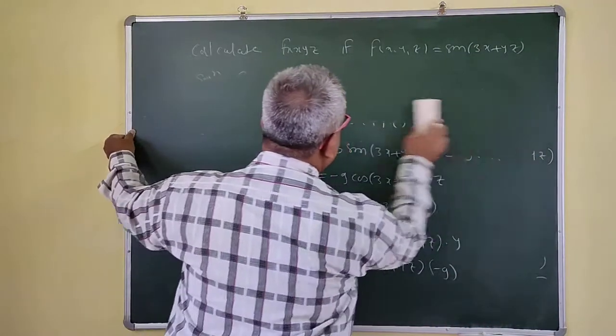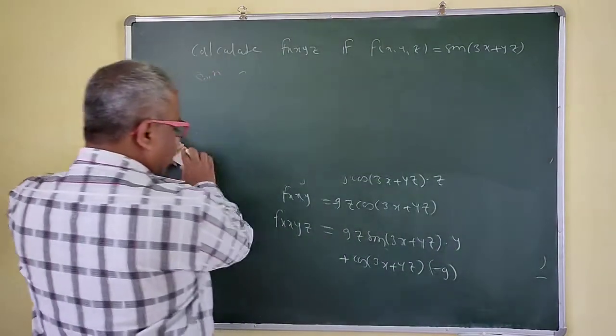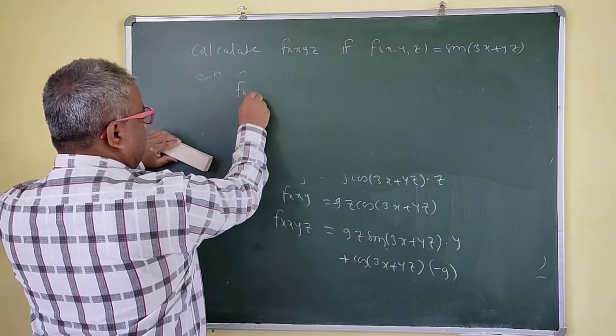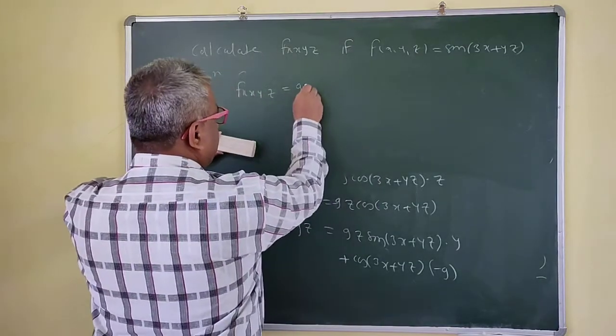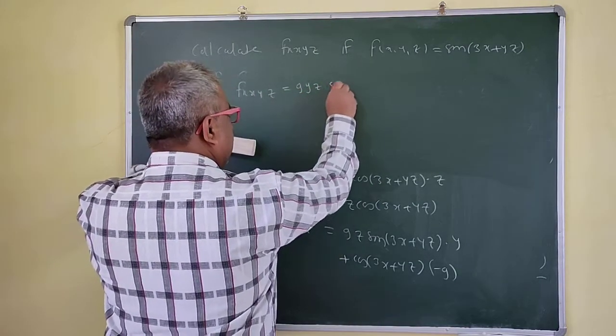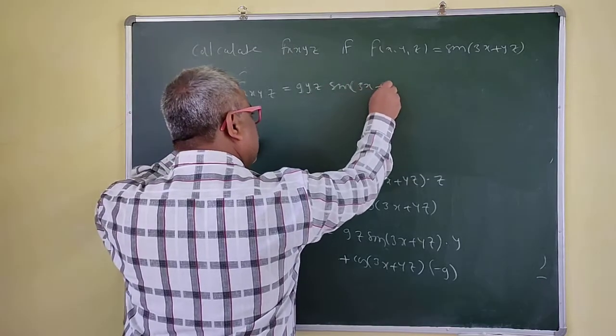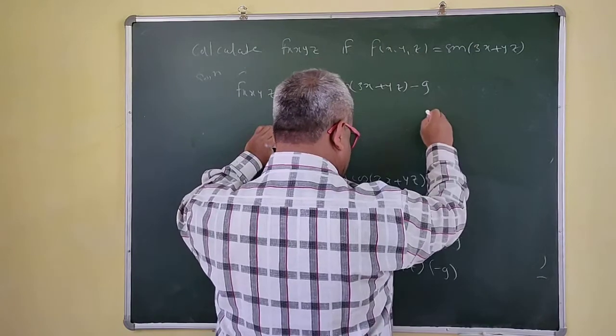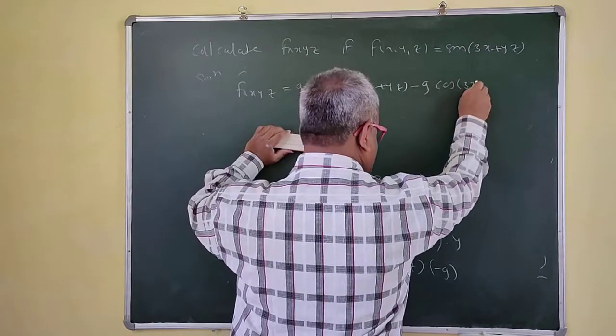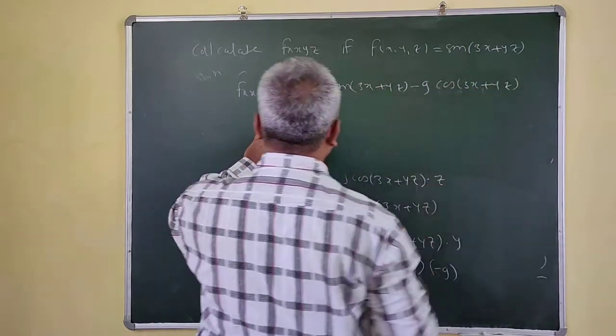So your answer is: therefore fxyz is equal to 9yz sine of (3x plus yz) minus 9 cos of (3x plus yz). So this is your answer.